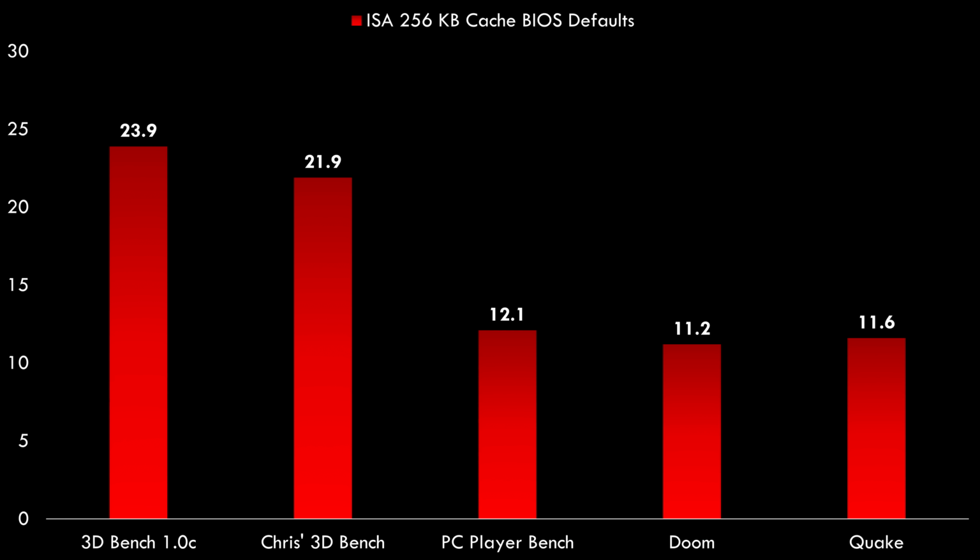This is with the ISA Cirrus Logic video card, and yeah, we're getting quite slow numbers. This is not much better than our entry-level 486. Even in the 3D benchmark, only 23.9 FPS.